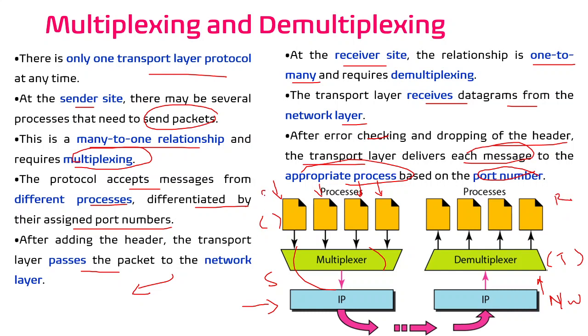So at the sender side, I am doing my MUX, which is a many-to-one relationship. Many processes are running, and I am converging them with the help of the multiplexer and sending the data. At the receiver side, I am using the concept of demux. A one-to-many relationship happens here to deliver particular data to a particular process based upon the port numbers at the receiver side. So this is called multiplexing and demultiplexing. Very simple thing.